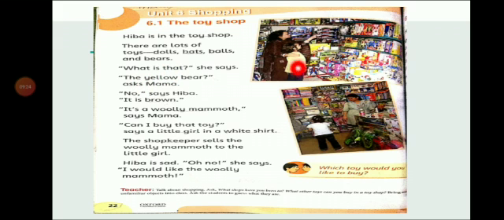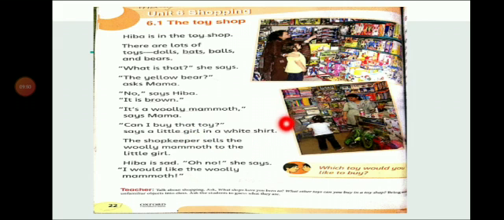What is that? She asked from Mama that what is that? The yellow bear? Mama thought that she is asking about the yellow bear. No, Hiba says, it is brown. So she told that she is asking about the toy that is brown. It's a woolly mammoth, says Mama. Now Mama was telling her that it's a woolly mammoth, means that it's made of wool. Can I buy that toy? Says a little girl in a white shirt.